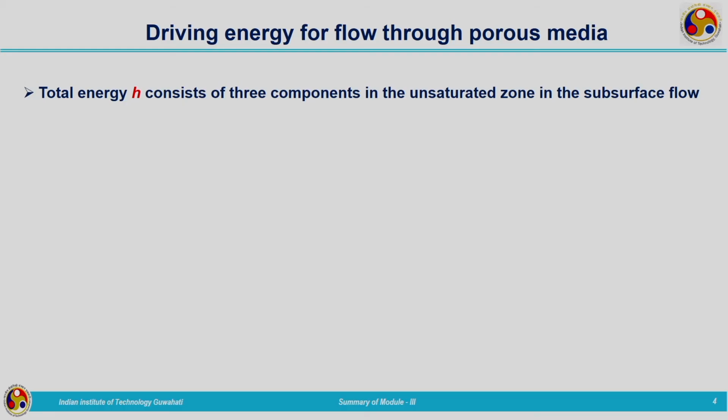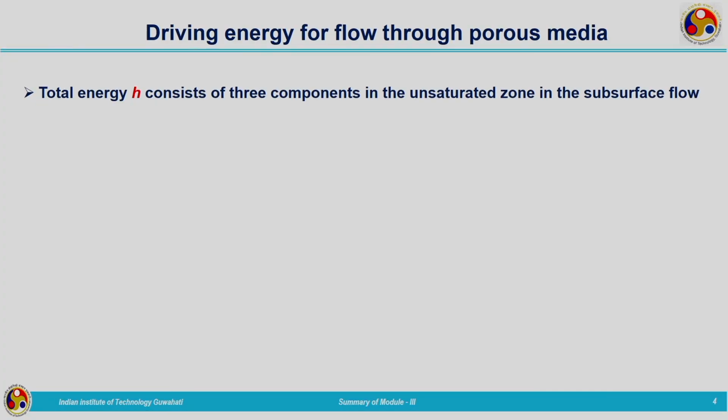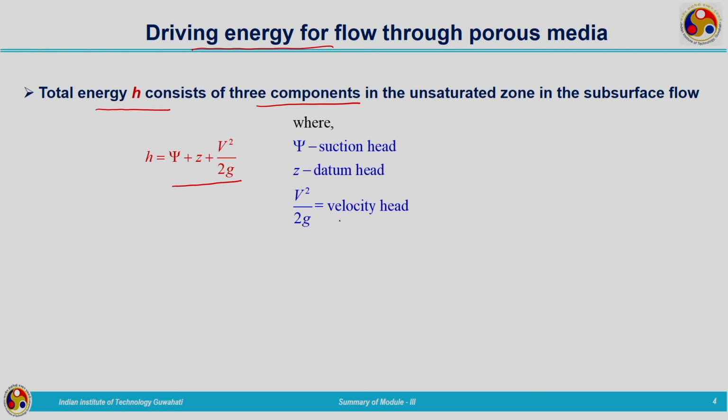Now, after understanding the pore space and the wetting process taking place within the subsurface, we moved on to the driving energy for flow through porous media. The total energy was represented by H. It consisted of 3 components in the unsaturated region, given by H equal to psi plus Z plus V square by 2G. Here psi represents the suction head, Z the datum head, and V square by 2G the corresponding velocity head.